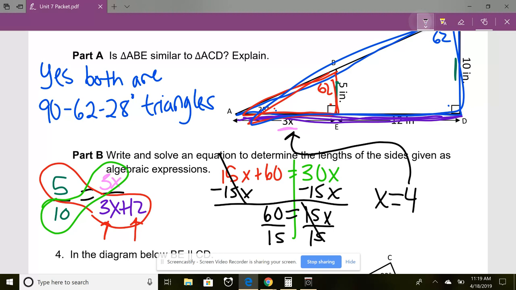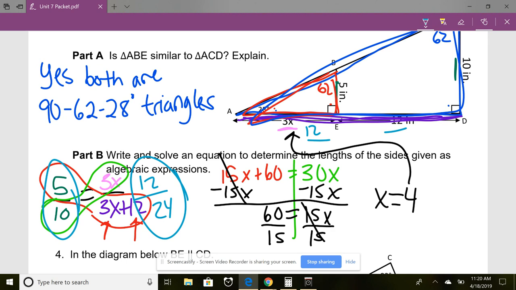So my answer then is 12. 3 times 4, which is 12. And that makes sense, right? 5 over 10 is 1/2, right? 3 times 4 is 12, so 12 and 12 is 24, right? 12 divided by 24 here also reduces to 1/2. So they are forming a proportion.